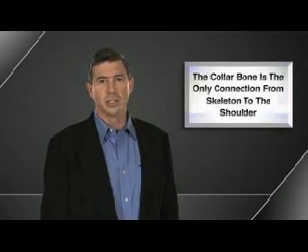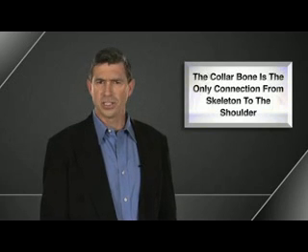Now we're going to talk about shoulder separations, which are also called AC joint injuries. But in order to talk about an AC joint injury, we have to talk about the clavicle. The clavicle, or the collarbone, is the only connection to the axial skeleton. Well, what's an axial skeleton?